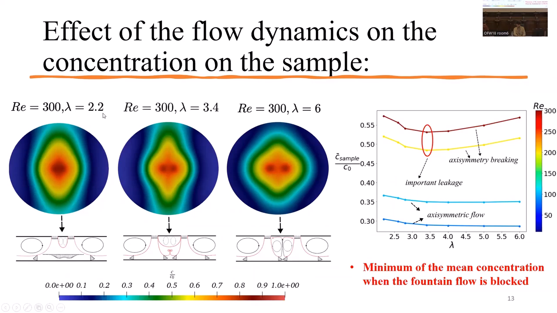For the smallest lambda, we've got the two jets recombined before impact. Next, for intermediate lambda, we've got a fountain flow which is blocked due to the interaction before impact on the bottom wall. And next, for the highest lambda, we've got no interaction before impact, and the fountain flow goes back to the top wall. And to link it with the mean concentration on the sample, I represent this concentration as a function of lambda. As we can see, we've got a minimum value when lambda equals 3.4, so when the fountain flow is blocked.